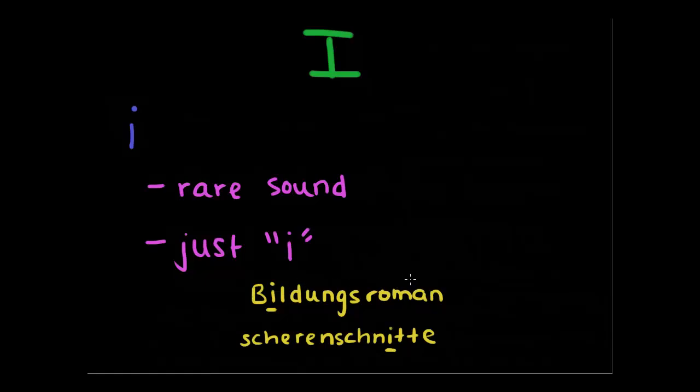So you won't run into this sound too often, but if you do, just spell it with an I and you'll be fine, as in Bildungsroman and Scherenschnitte. So this covers short I, and we're done with I. So we're finished with A, E, and I, and we will look at O, U, and some other vowel sounds in the next video. Hope to see you then.